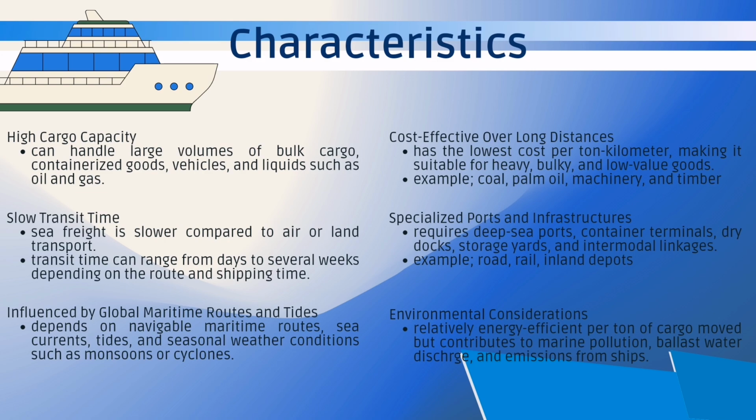Fourth, cost-effective over long distances. Sea transportation has the lowest cost per ton kilometer, making it suitable for heavy, bulky, and low-value goods. For example, coal, palm oil, machinery, and timber.